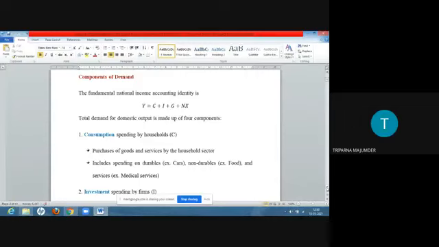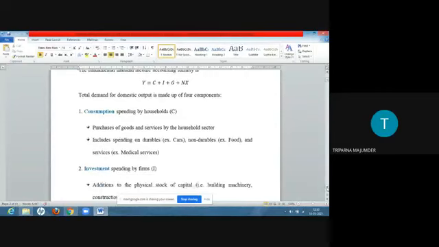Y, or income, is equal to C plus I plus G plus NX. We will say that on the right hand side, we have the components of demand. Firstly, we have consumption, C, then investment, I, government spending, G, and net exports, NX.